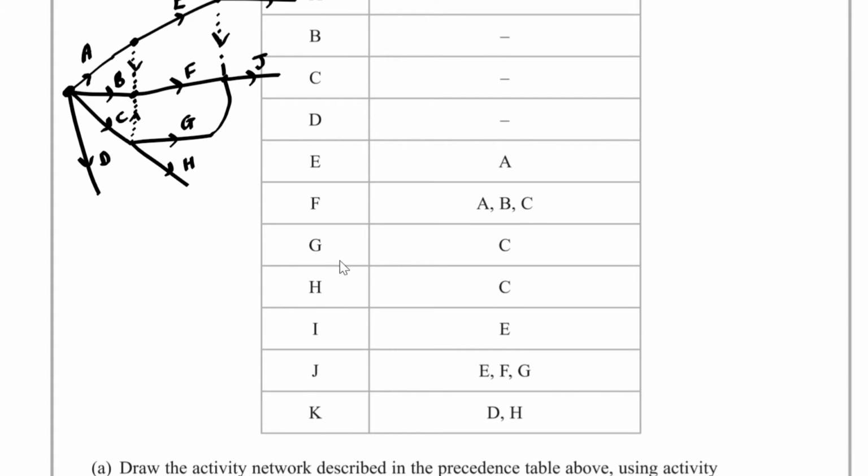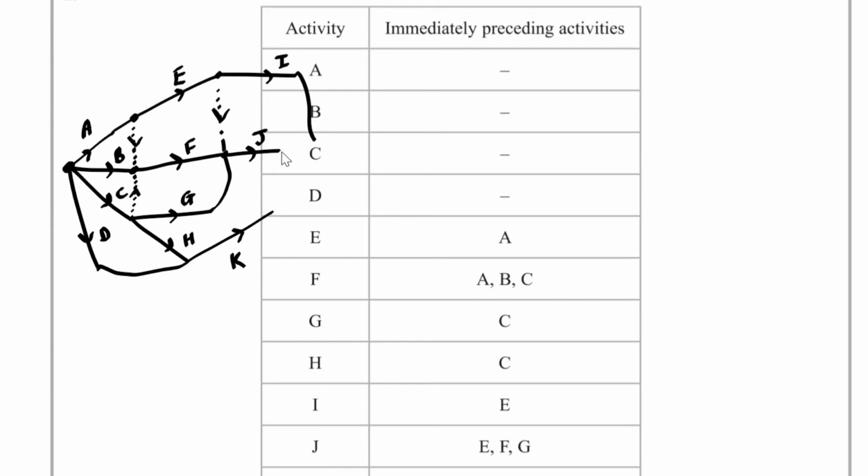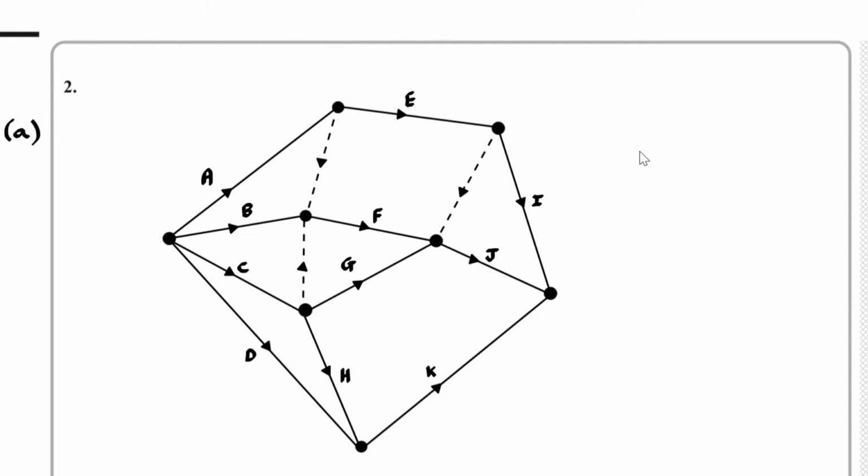And then I've got J depending on E, F and G. So if I have J going out over here, well, it depends on E as well, so that means I need a dummy here. And it also depends on G, so we can extend this line to this point here. And then K depends on D and H completing. So I've got K over here. Now let's finish off all these so that they join a common point like so. So here is the activity network, and now let's draw this neatly. So here is the completed activity network.